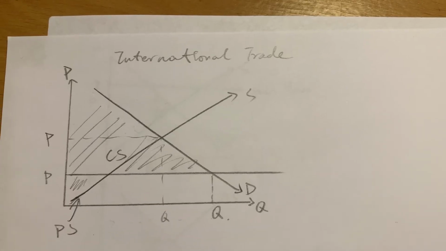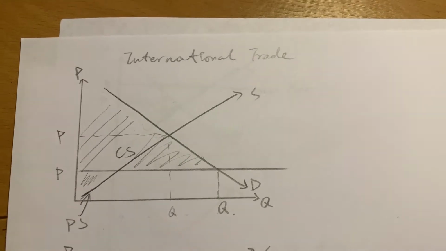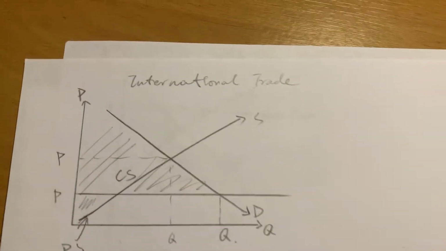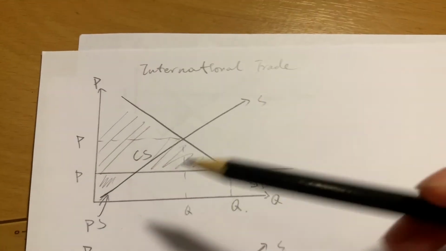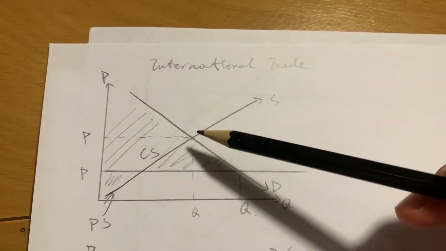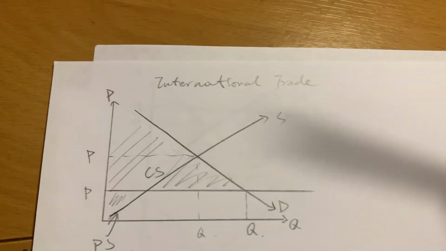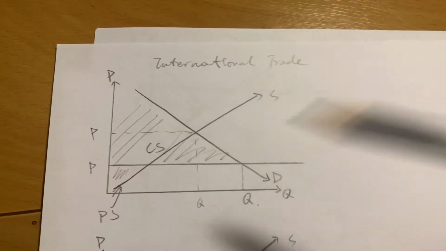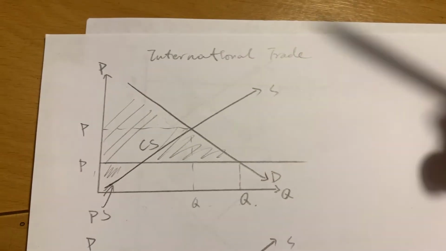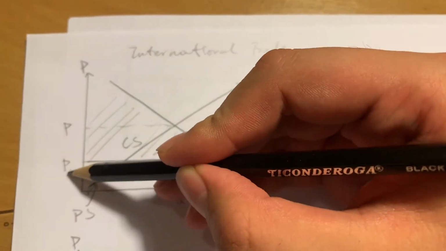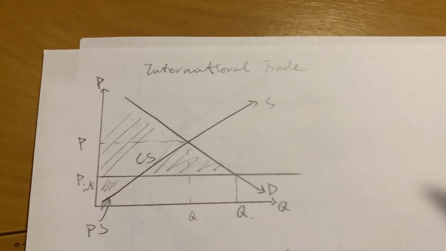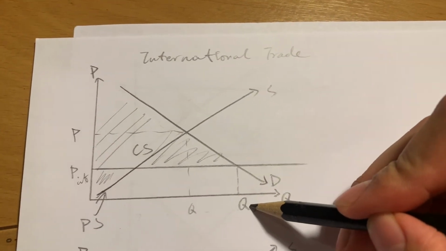The last concept is known as international trade, which means this is the normal supply and demand curve. This is the equilibrium price in the country, and this is the international price, called price international. This will be the quantity of the international.